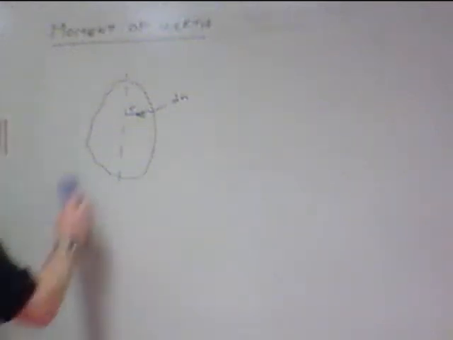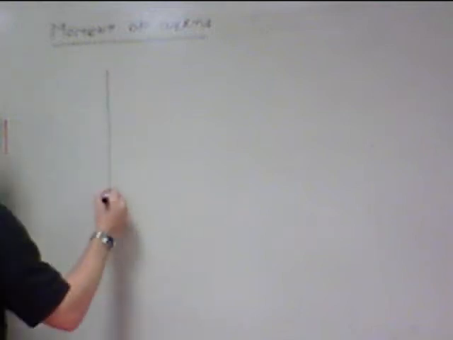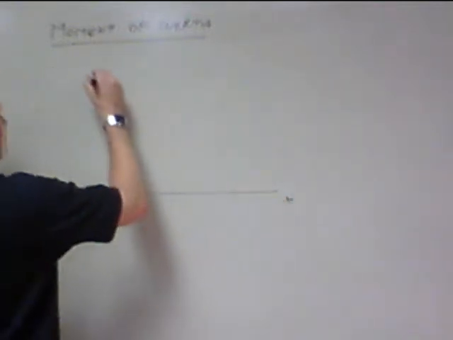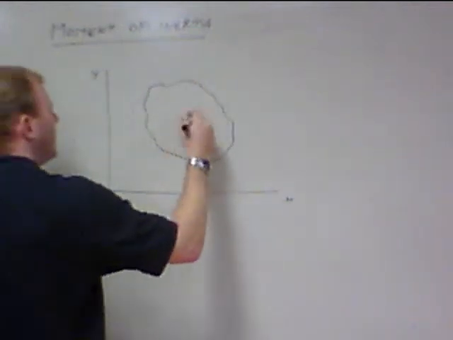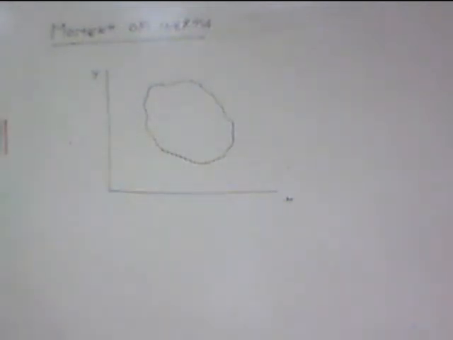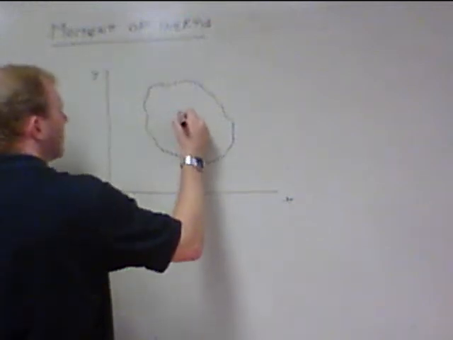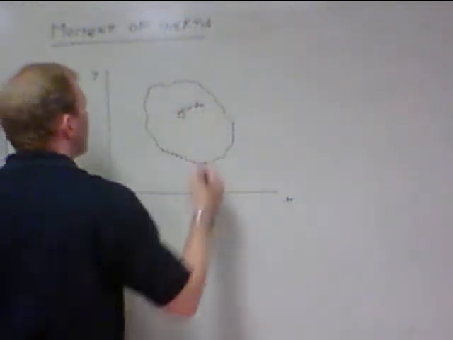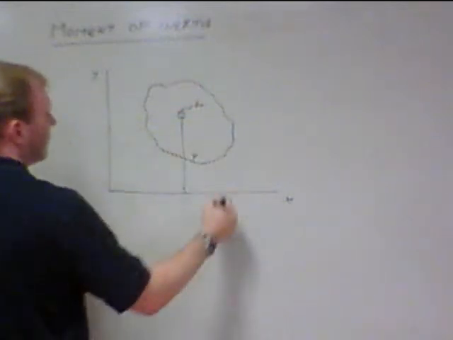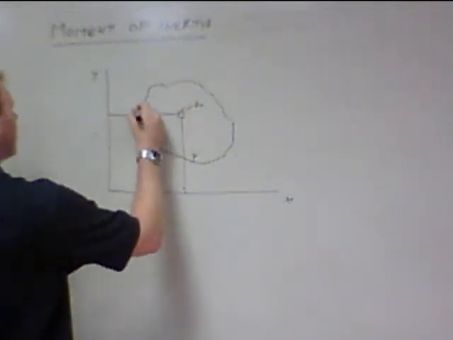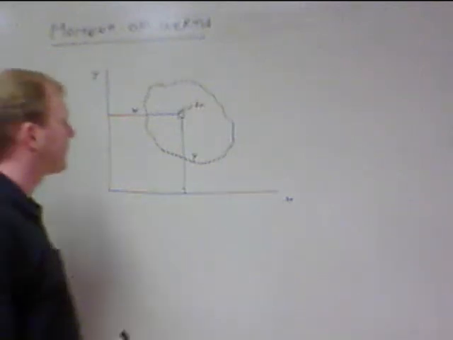Okay? So if I look at a more simple two-dimensional example, x and y, I have my big blob here, and I have some differential element in the middle. I'm going to have some distance y from the x-axis, some distance x from the y-axis.